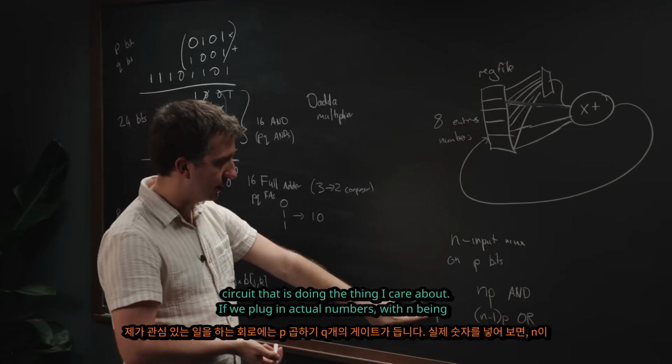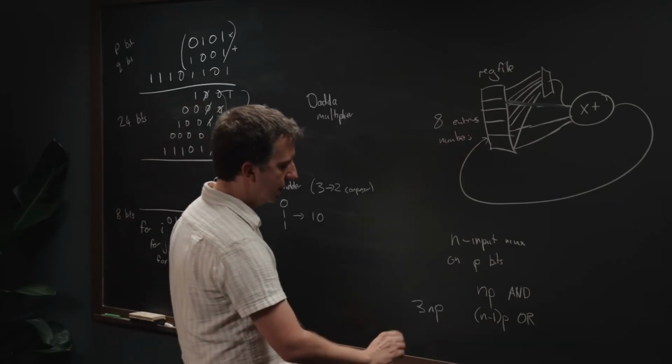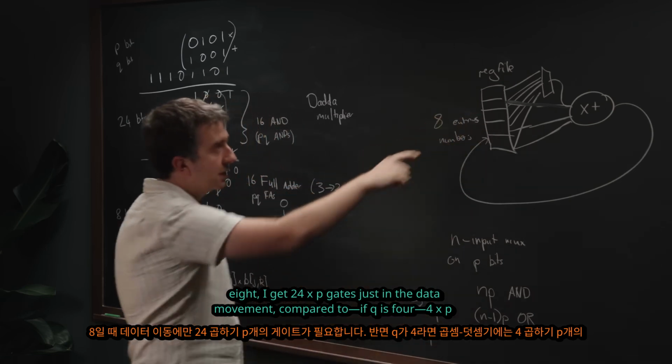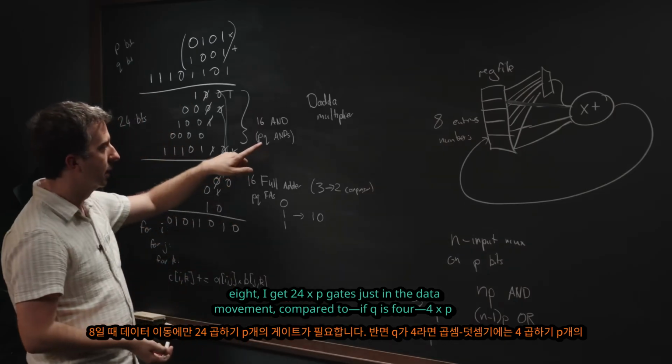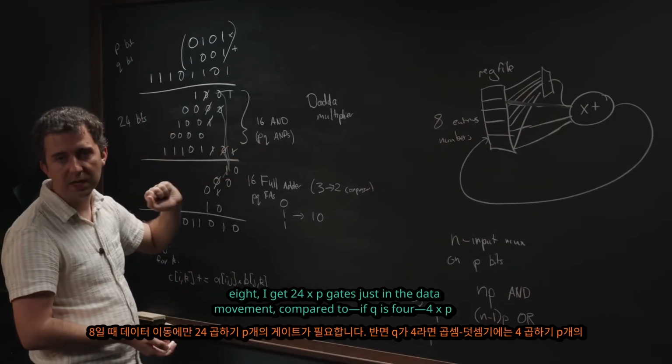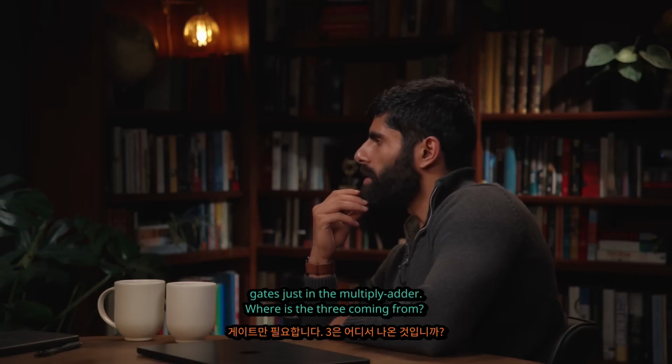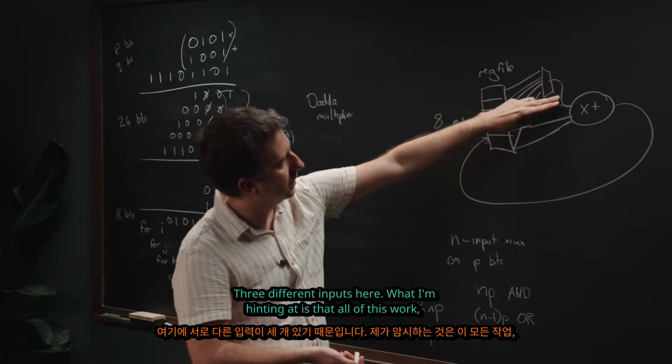If we plug in actual numbers, with n being 8, I get 24 times p gates just in the data movement, compared to, if q is 4, 4 times p gates just in the multiply adder. And sorry, where's the 3 coming from? 3 different inputs here. Got it, okay.